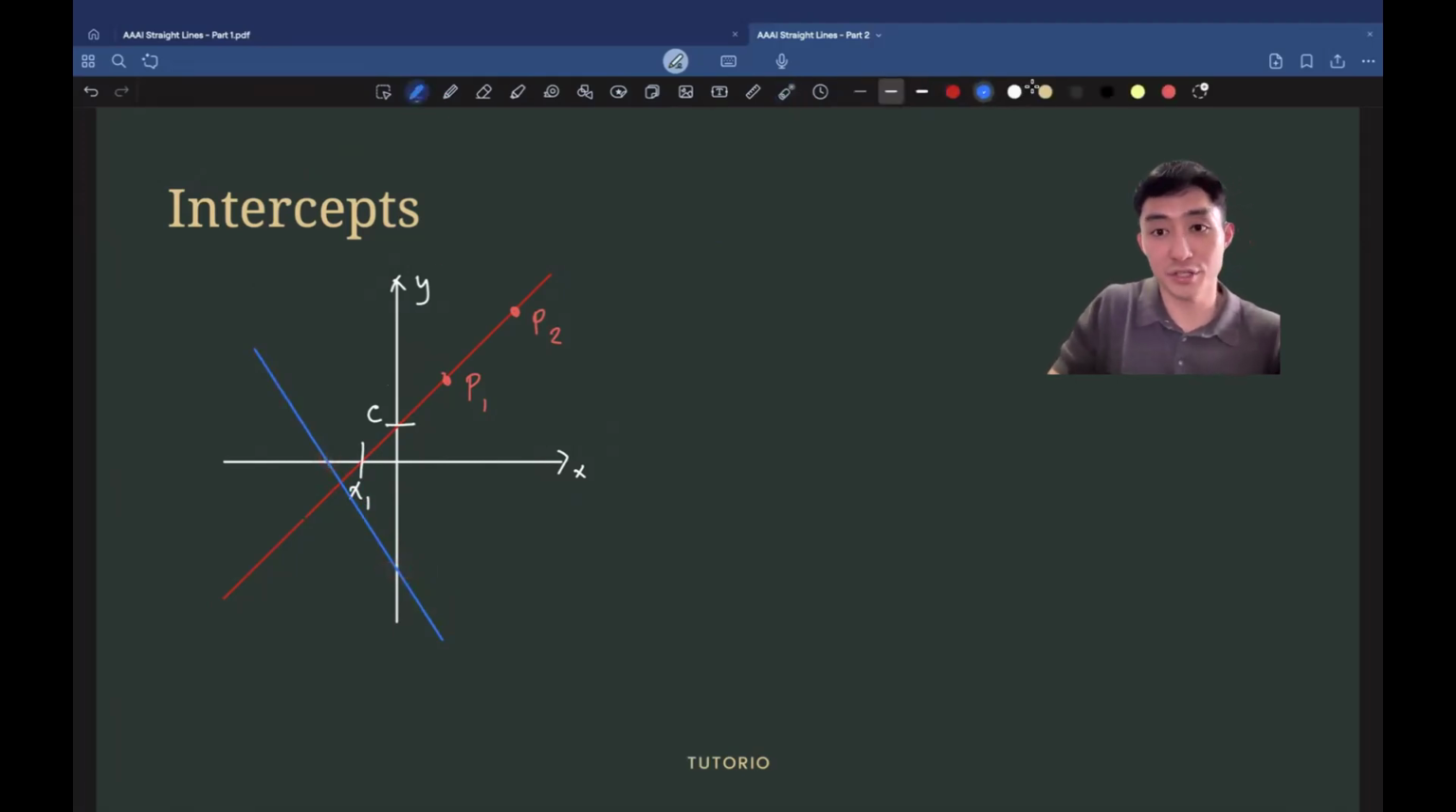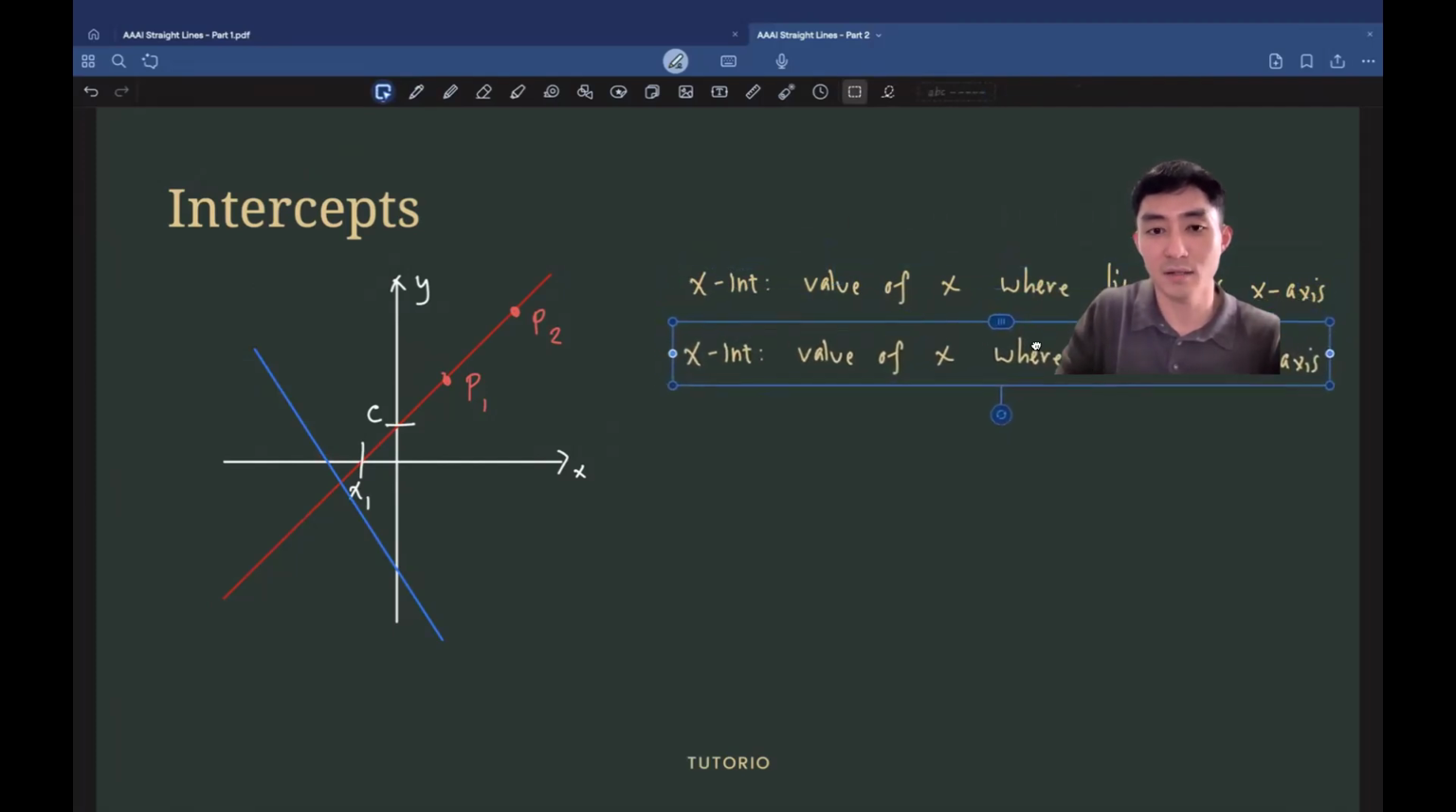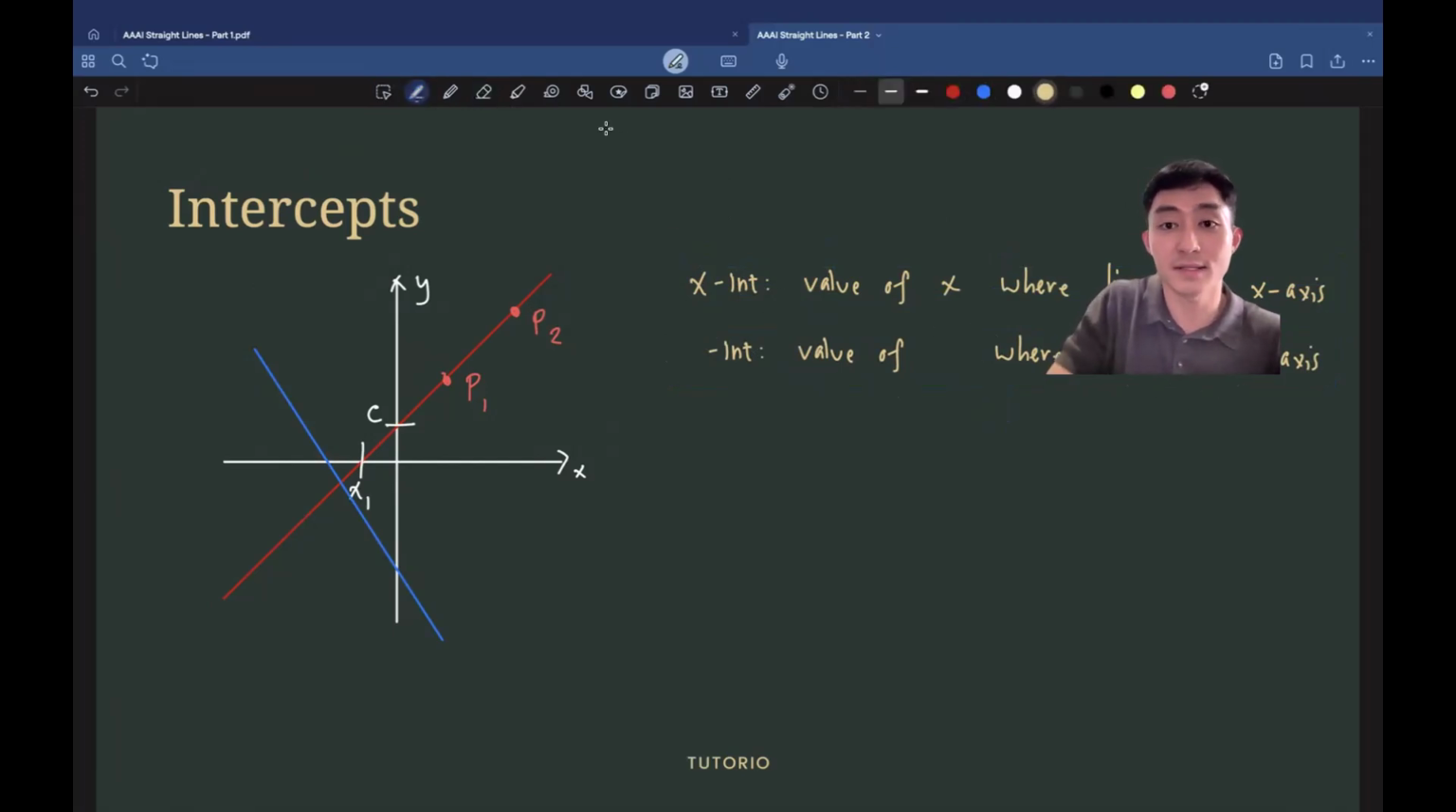So let's write the definition for x and y-intercept. The x-intercept is the value of x where the line cuts the x-axis. Now, for the y-intercept, it's the same thing, but on the other axis, which is y. So the y-intercept is the value of y where the line cuts the y-axis.